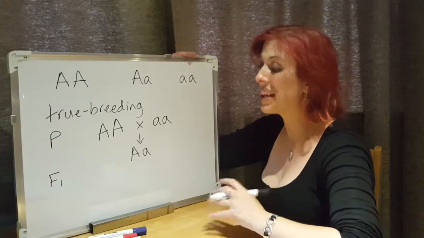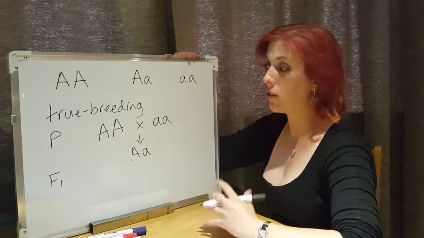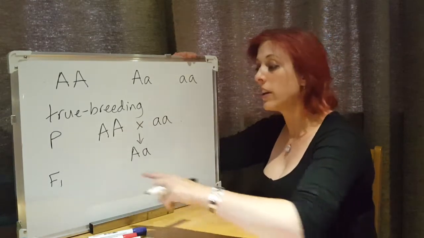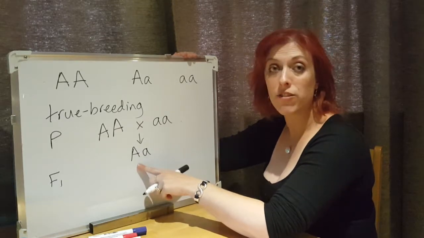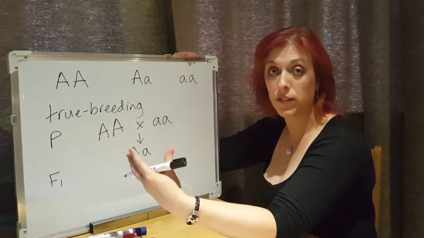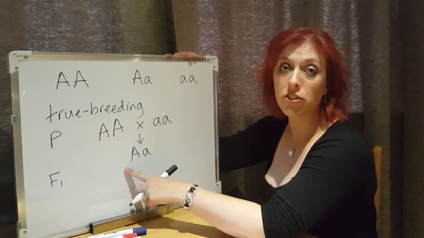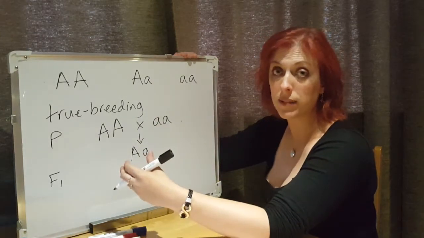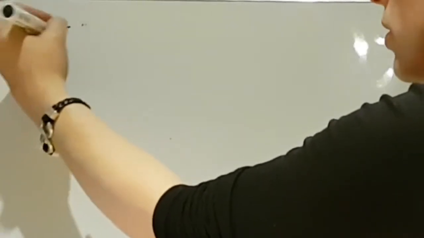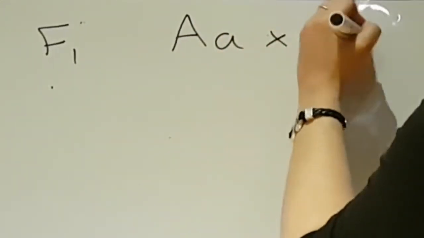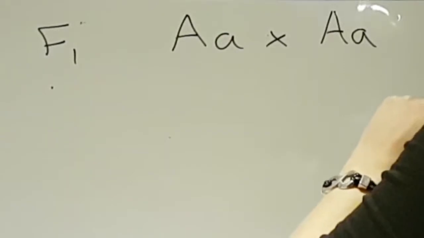This is where the more interesting parts of doing test crosses come in, because the next stage is to allow the F1 generation to self-fertilise, or for two individuals of the F1 generation to be crossed with each other. Here is our F1 generation. We've got one individual with a dominant and recessive allele. We have another individual with a dominant and recessive allele.